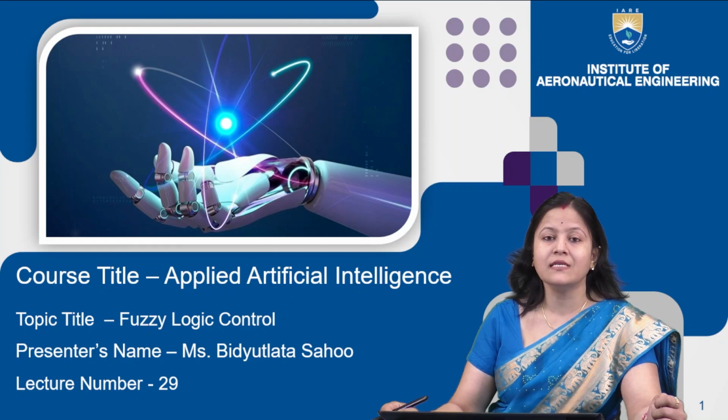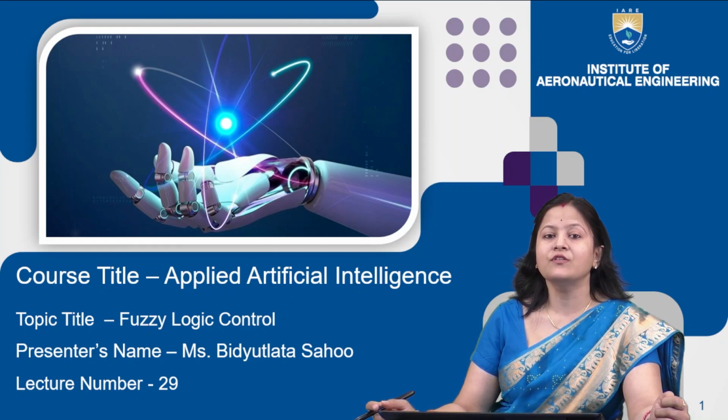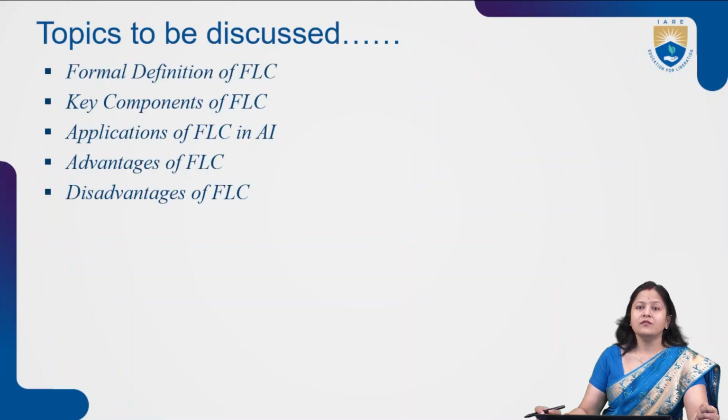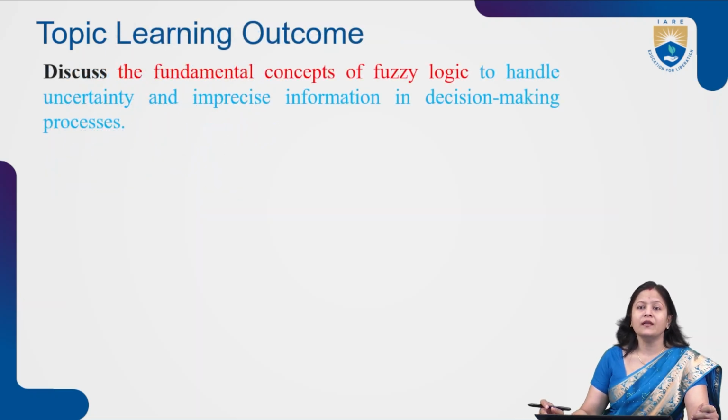Today I am going to discuss the fuzzy logic control, or we can say the fuzzy logic architecture. These are the topics to be discussed. What is the formal definition of fuzzy logic control, which is shortened as FLC? What are the key components of FLC? What are the applications of fuzzy logic control in artificial intelligence? And a few advantages and disadvantages.